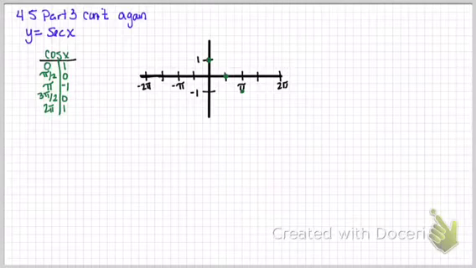Oops. I miscounted here, so 2 pi should be over here, not right there. Okay, so again, remember that secant is r over x. So anywhere that x is 0 is where we're going to have an asymptote. Well, x is 0 everywhere that cosine was 0 here. So we're going to draw in vertical asymptotes at those points.